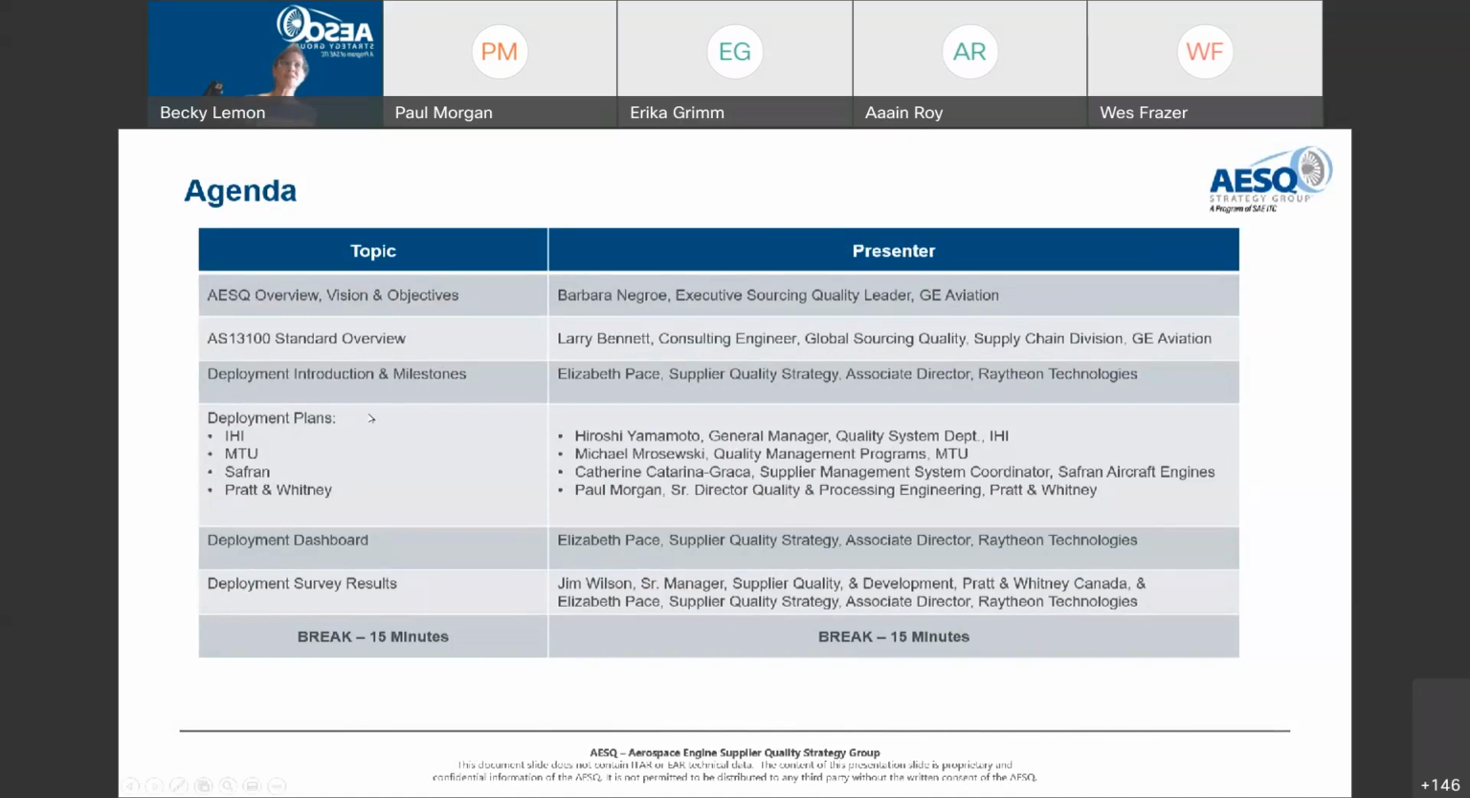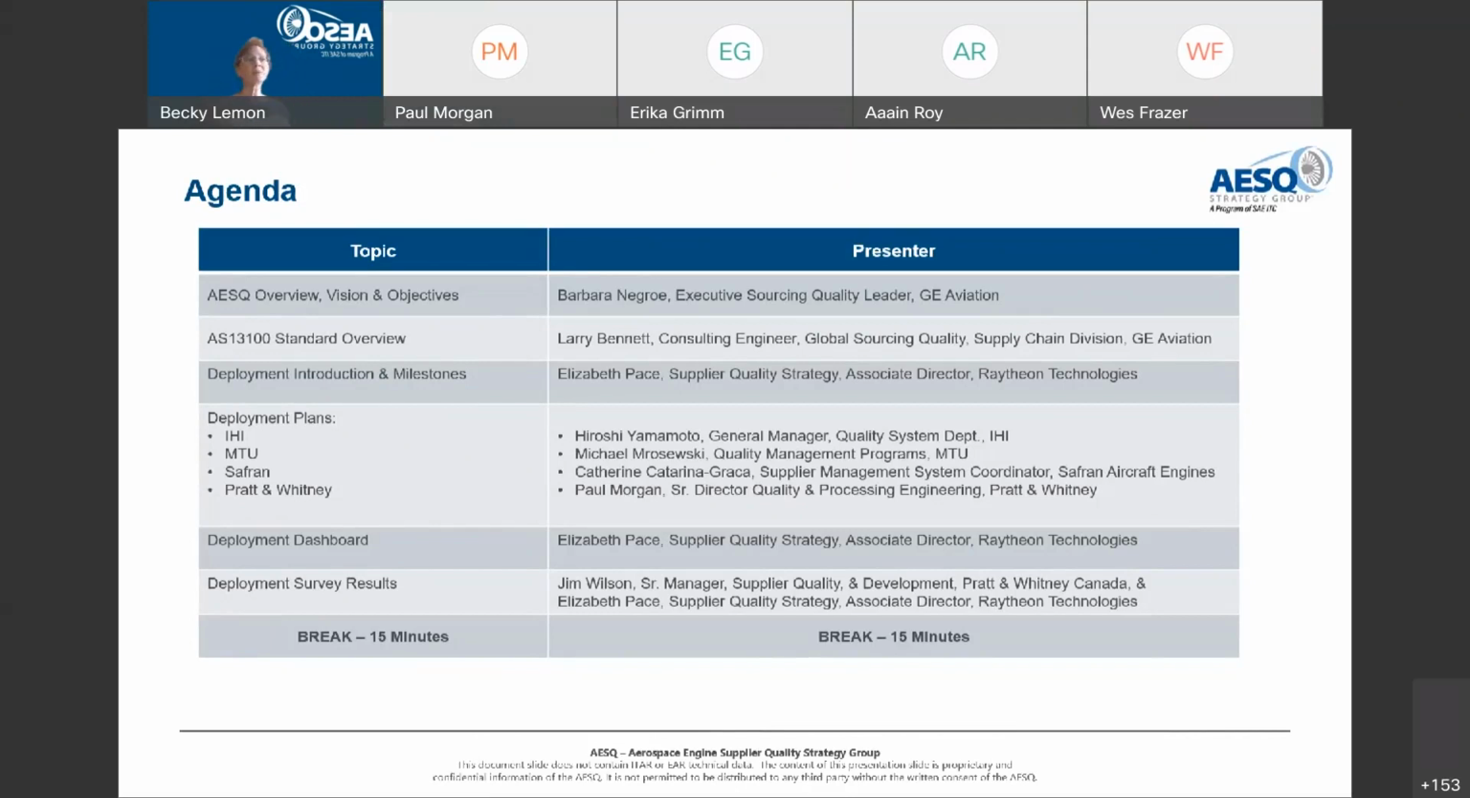And then we have presentations of 4 individual deployment plans, the first of which is IHI, which will be presented by Hiroshi Yamamoto, General Manager, Quality System Department at IHI. The MTU deployment plan will be presented by Michael Mrosuski, Quality Management Programs at MTU. Safran deployment plan will be presented by Katerina, Supplier Management System Coordinator at Safran Aircraft Engines, followed by Pratt & Whitney. Paul Morgan will present. Paul is the Senior Director of Quality and Processing Engineering at Pratt & Whitney.